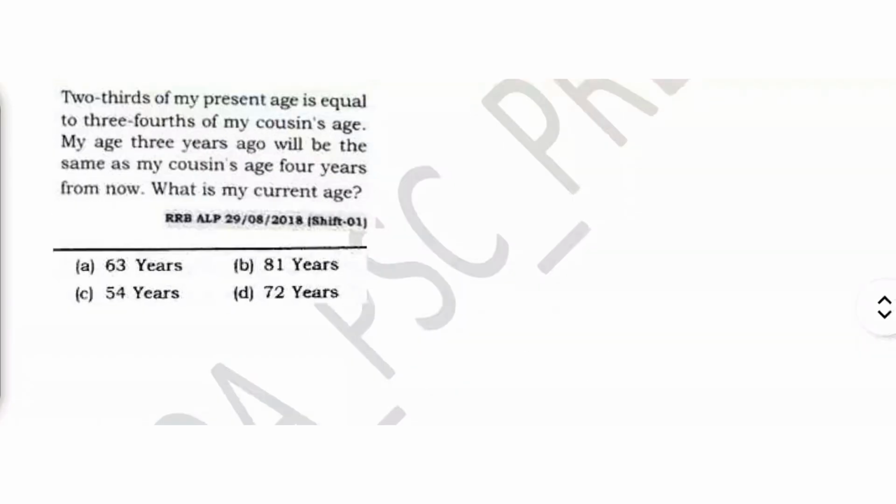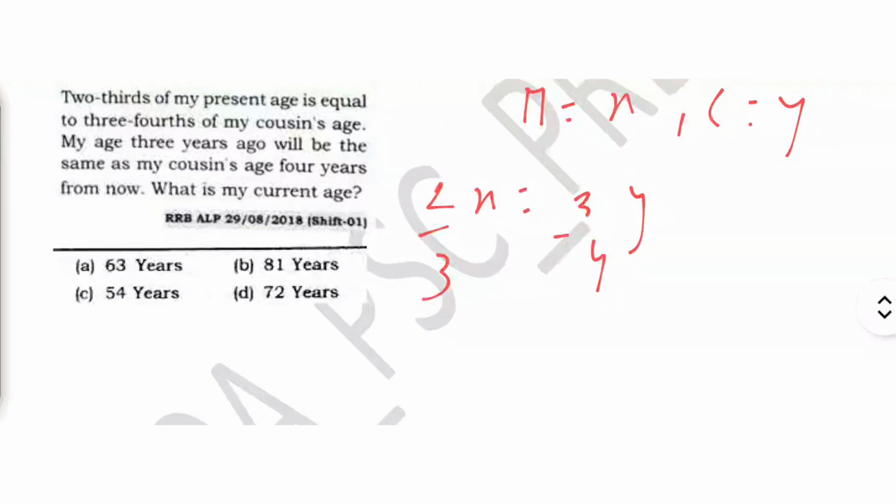2/3 of my present age is equal to 3/4 of my cousin's age. Let my present age be x and my cousin's age be y. So 2/3 of my present age is 3/4 of my cousin's age. Okay, so x by y is nothing but 9 by 8. Simple.